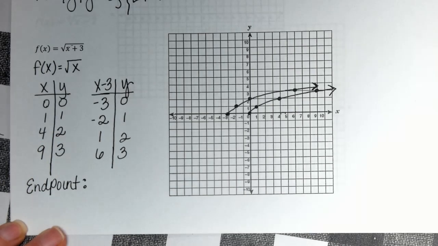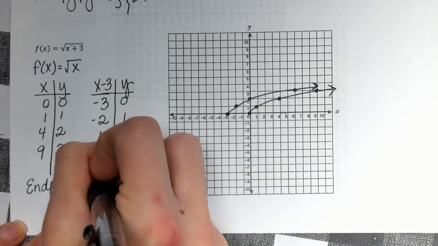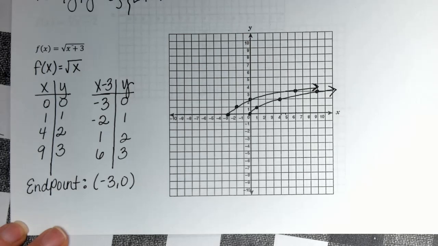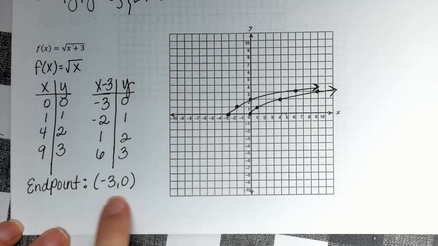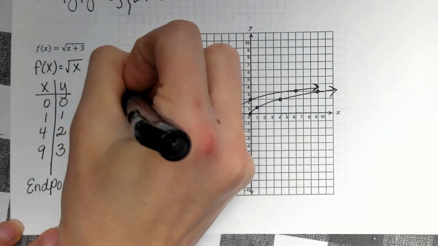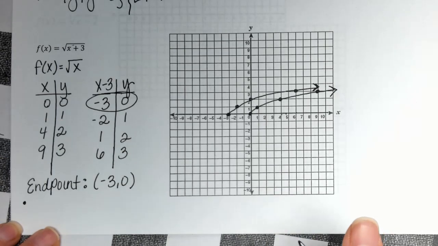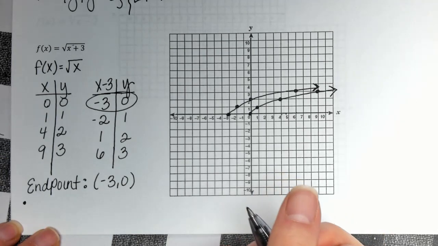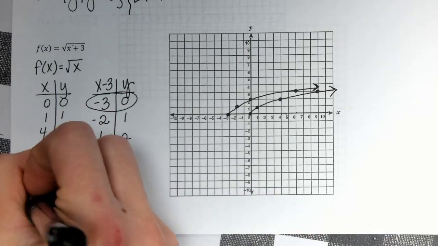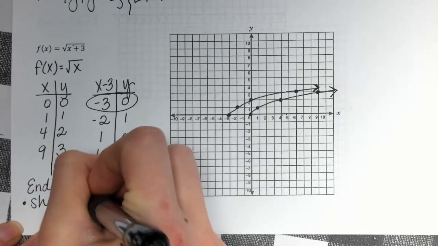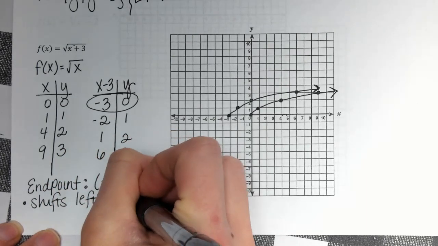So now where's my new endpoint? Negative 3, 0. We're going to start abbreviating that to EP, but for now I wanted you knowing what that was. Okay, so our endpoint is at negative 3, 0. Okay, what transformation did we have? It went to the left 3 units, so it shifts or translates left 3 units.